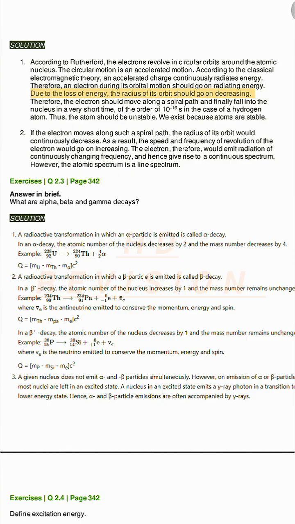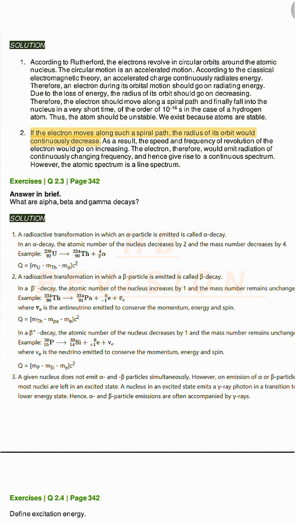Due to the loss of energy, the radius of its orbit should go on decreasing. Therefore, the electron should move along a spiral path and finally fall into the nucleus in a very short time, of the order of 10^-16 s in the case of a hydrogen atom. Thus, the atom should be unstable. We exist because atoms are stable.